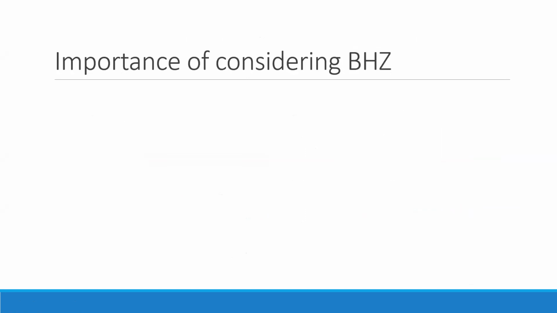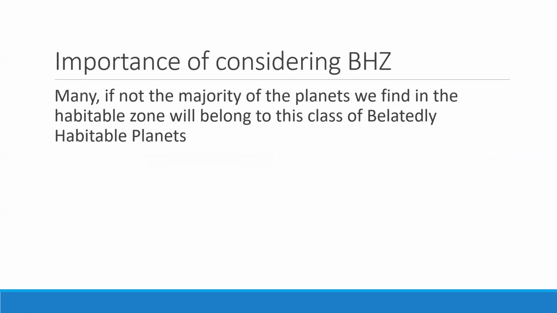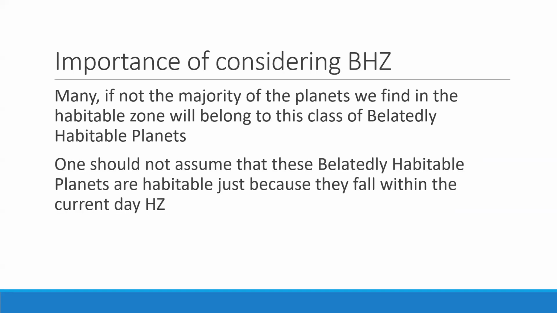So why is it important to consider these regions of the habitable zone, to consider these belatedly habitable planets? The fact is that many, if not the majority of planets that we find in the habitable zone will belong to this class of belatedly habitable planets. And one should not assume that these belatedly habitable planets are actually habitable just because they fall within the current day habitable zone.